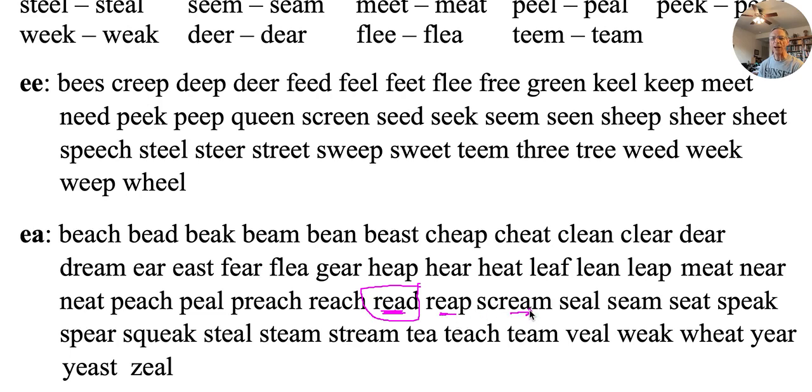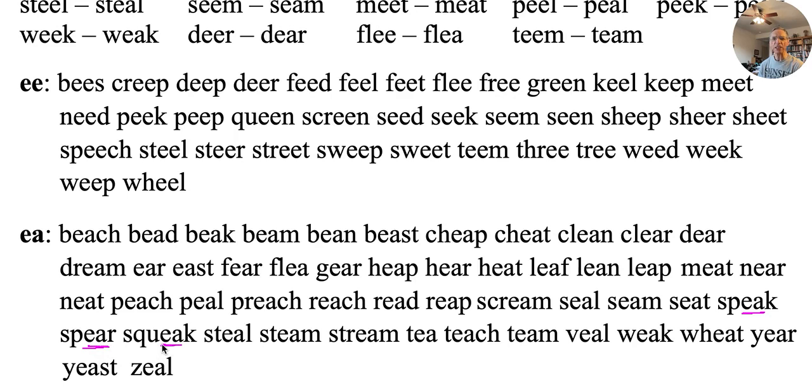Scream, he yelled out loud. Seal, they sealed the letters so no one could open it. Seam, a seam in a garment. Seat, take your seat. A seat in a theater. Speak. Speak clearly so I can understand you. Spear. He threw a spear at the lion.